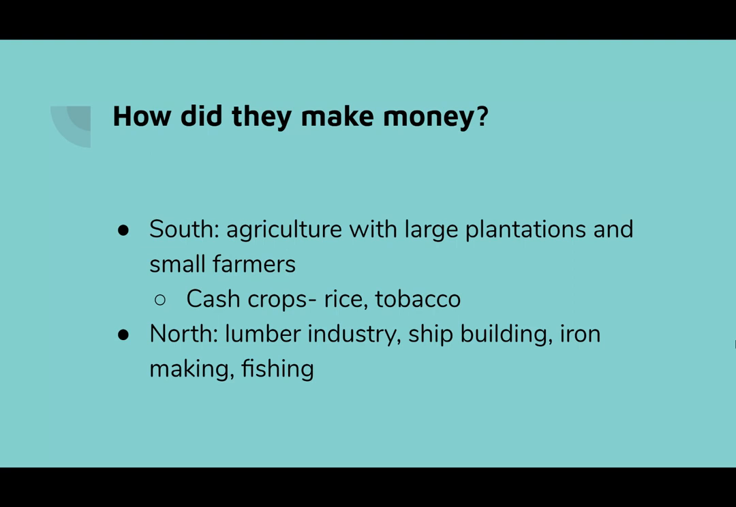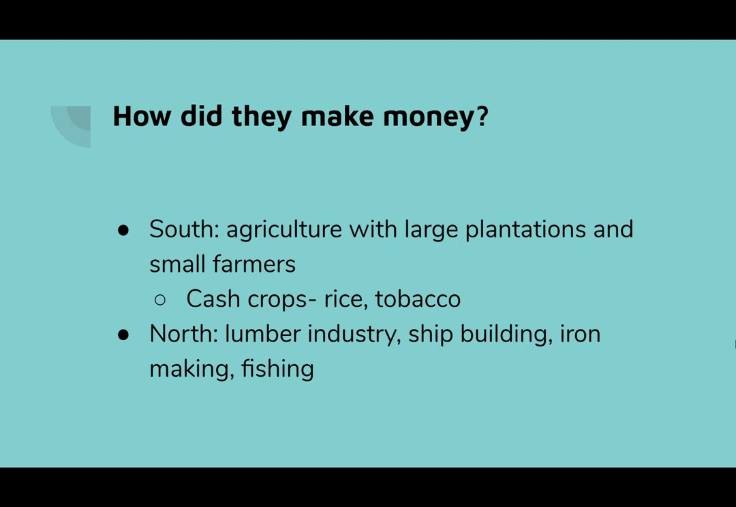In the North, because the geography and the climate was not very good for slavery, they have very rocky soil, very cold, harsh winters, so it's not good for large plantations. They're mainly just growing staple crops that they can eat. So they have to make money in other ways.